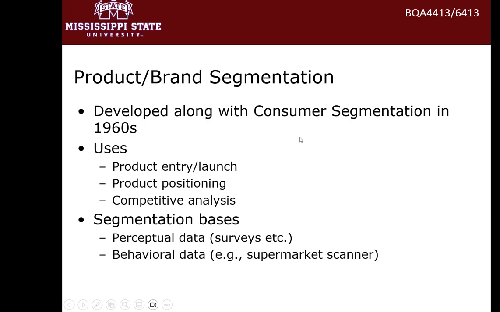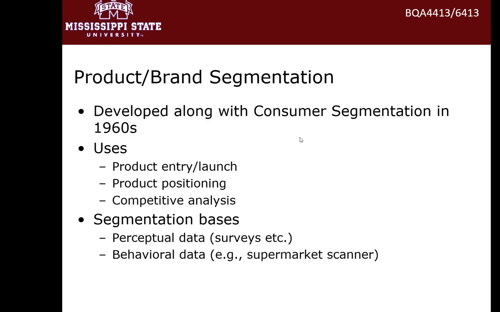So the next thing is product and brand segmentation. We can segment consumers, but we can also segment products. Say, for example, I had a new car I was introducing into the US market. I'd want to compare it to all the existing products. If it was a subcompact car, it might be competing with the Nissan Versa. If it was a high-end truck, I might be competing with a Toyota truck. So I'd be really interested in which particular brands my new product was going to be competing with.